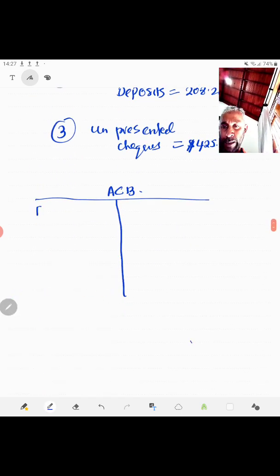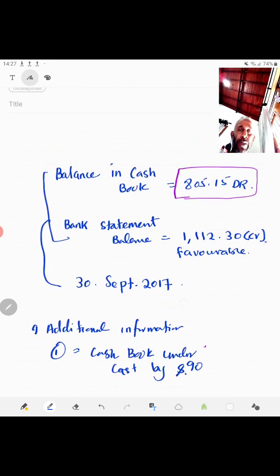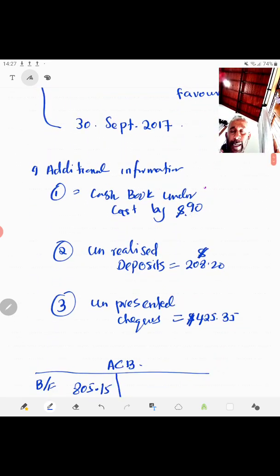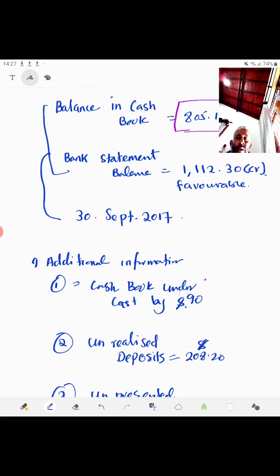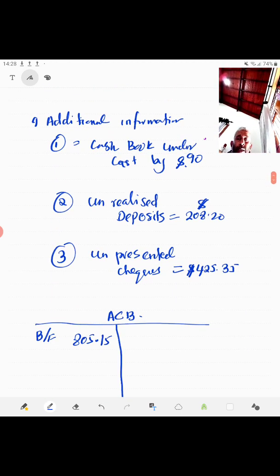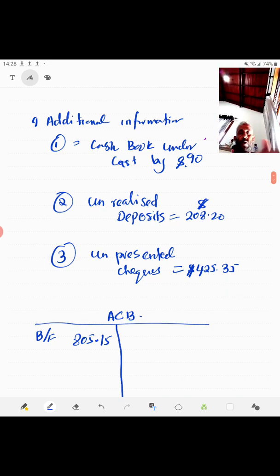They have said debit, so we have to take it on the debit side, 805.15, which I have picked from the question. We have to see whether any of the additional information is relevant to preparing the adjusted cash book. If you see here, I have cash book undercast by 90.